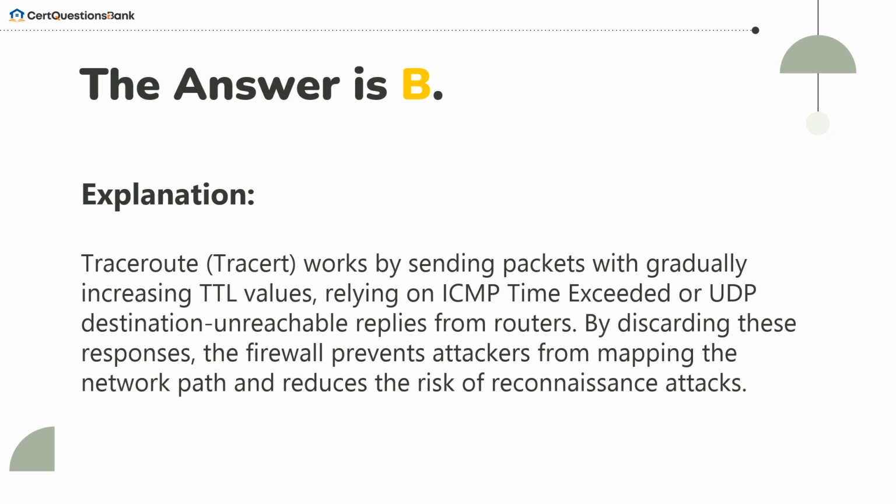The answer is B. Traceroute works by sending packets with gradually increasing TTL values, relying on ICMP time exceeded or UDP destination unreachable replies from routers. By discarding these responses, the firewall prevents attackers from mapping the network path and reduces the risk of reconnaissance attacks.